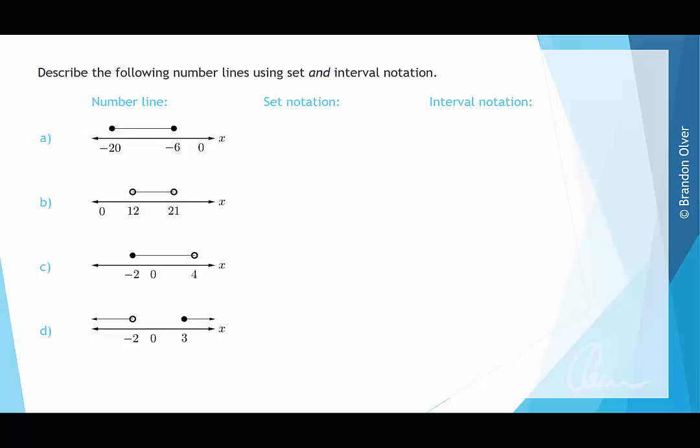So for set notation, we can say it's the set of x such that we go from negative 20, and we say x is greater than or equal to that, but it is less than or equal to negative 6. And these curly brackets just mean that we're talking about sets. If we do the same thing for interval notation, we'd start with x is an element of, and then because the negative 20 is included, we're going to use a square bracket, and then we're going to go all the way to negative 6, and as that's included, we use another square bracket.